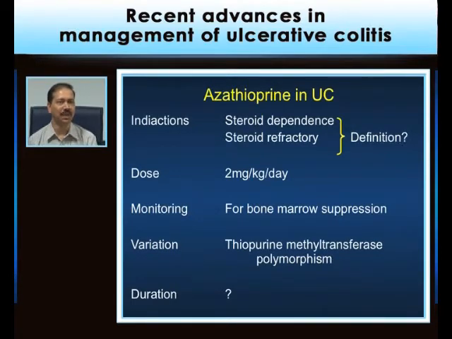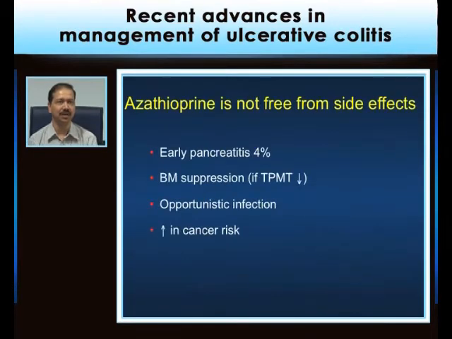You use 2 mg per kg per day. Typically, we put a ceiling at around 100 mg. We are very cautious when we are using a dose more than 100 mg. We must monitor for bone marrow suppression. What are the side effects of azathioprine? Pancreatitis in about 4%, bone marrow suppression, particularly if there is a TPMT or thiopurine methyltransferase polymorphism, opportunistic infection, and theoretically increased risk of cancer.